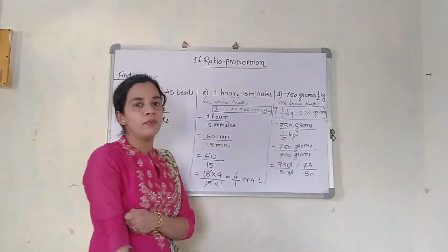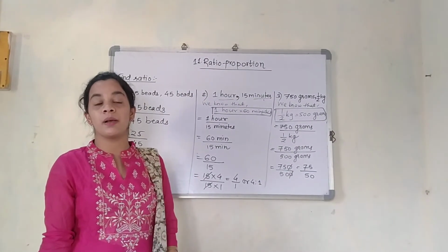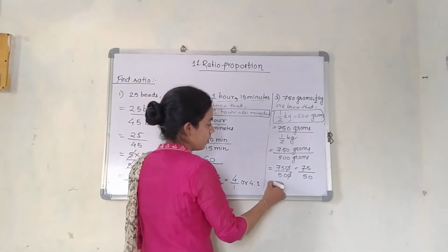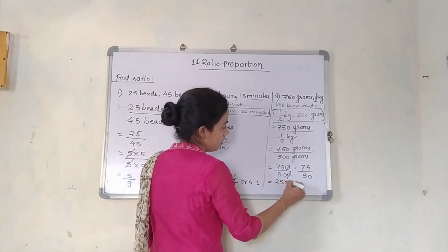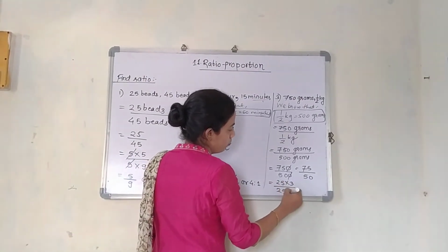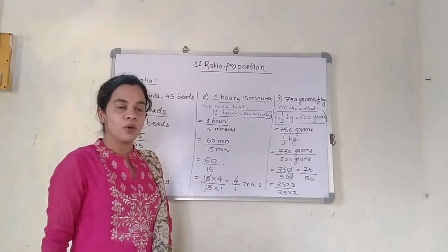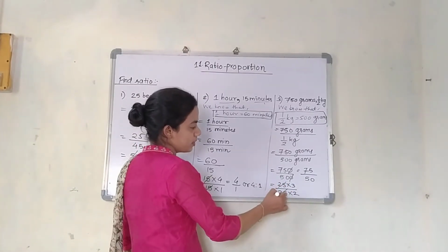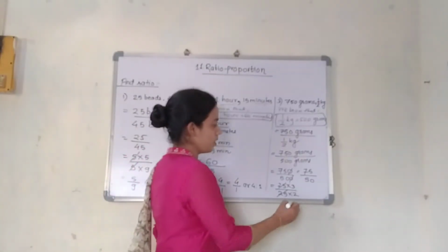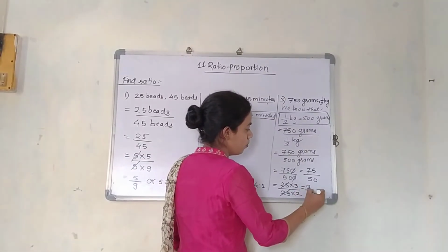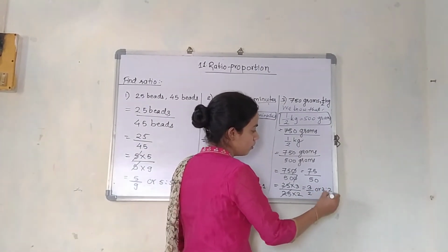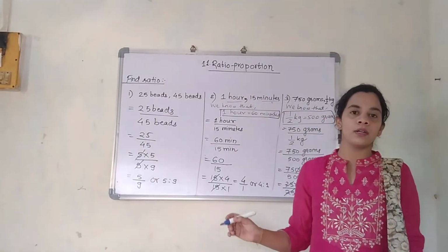Now 75 and 50 are common in which table? It is in the 25 table. 25 3s are 75 and 25 2s are 50. So I am going to cancel 25 because it is the same. So my answer is 3 upon 2 or 3:2. I hope you have understood this.